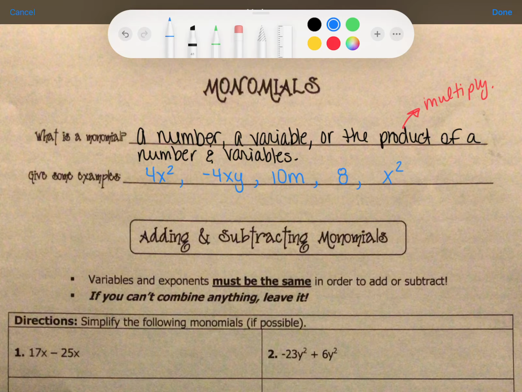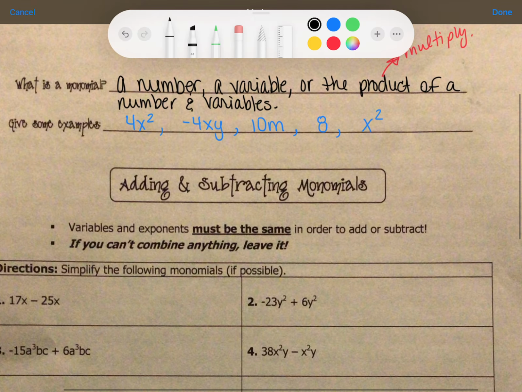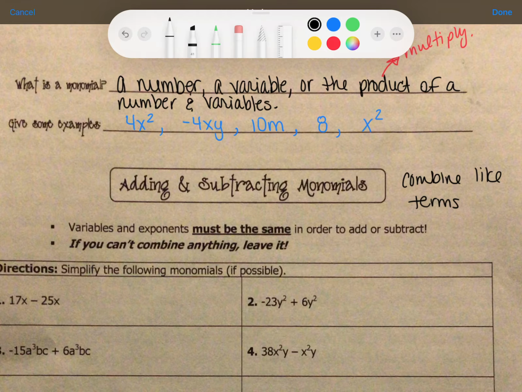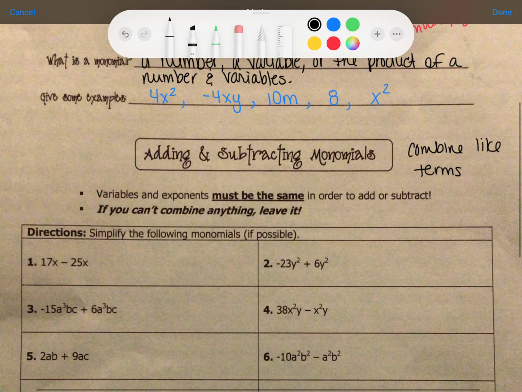All right, so we're going to talk about how to add and subtract monomials. To add or subtract monomials, you're going to simply combine like terms. We have worked on this before. And so we know how to find things that have the same letter and the same exponents. You can combine those terms by adding or subtracting. And of course, you have to remember your adding and subtracting rules. If your signs are the same, you're going to add the numbers. If your signs are different, you're going to subtract the numbers.